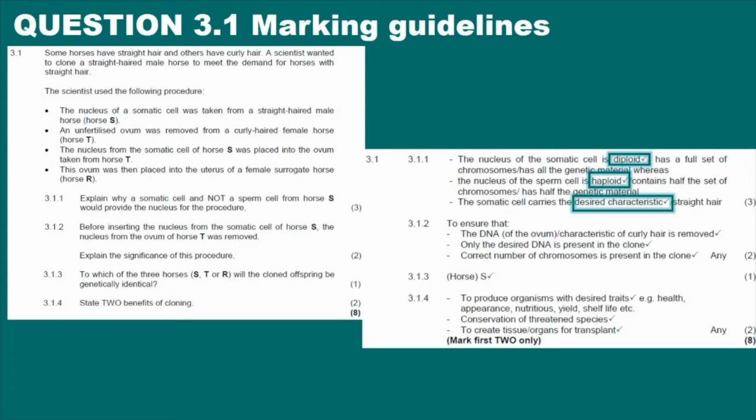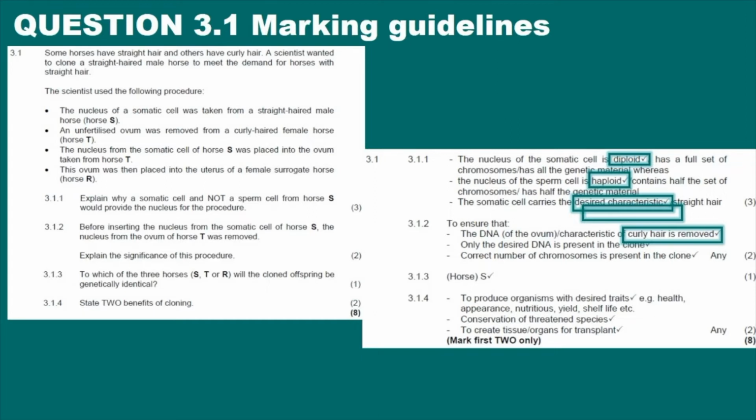Question 3.1.2. Before inserting the nucleus of the somatic cell into the ovum, why was it important for us to remove the nucleus from the ovum? The reason for this is so that we can ensure that the DNA of the ovum, or the characteristic of curly hair, is removed. Because remember, the ovum that was used came from a horse with curly hair. And this is not the desirable trait. This is not the trait that's in demand.